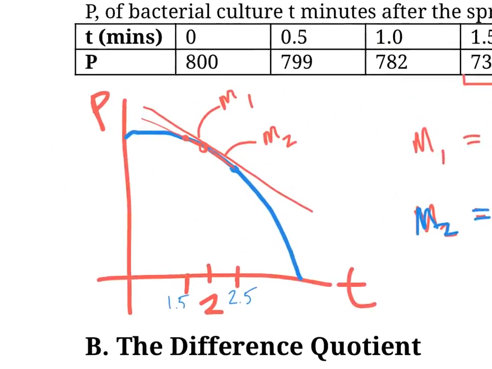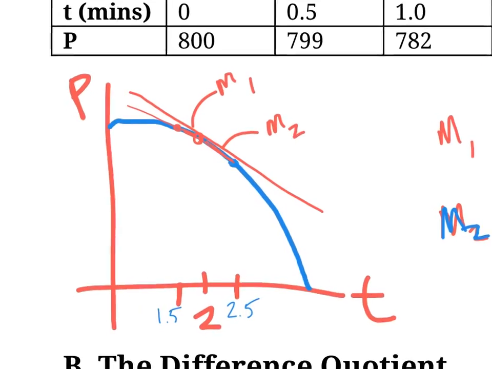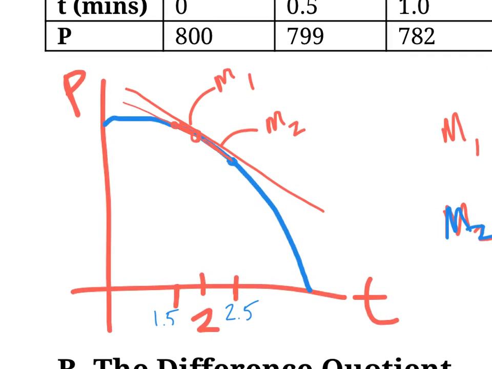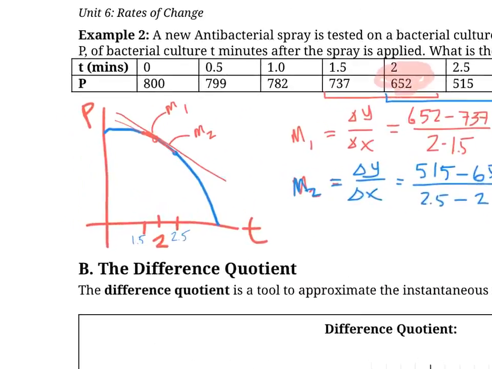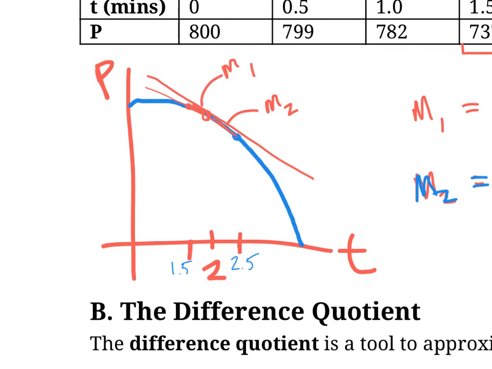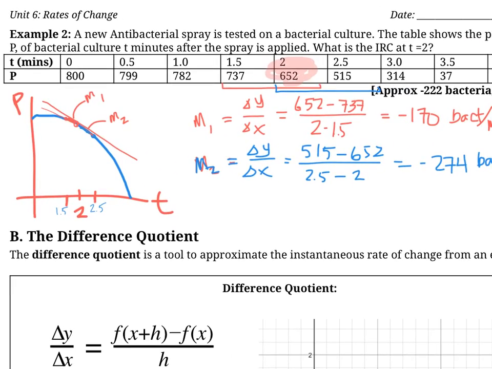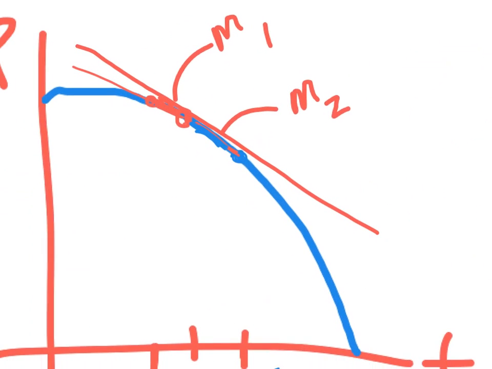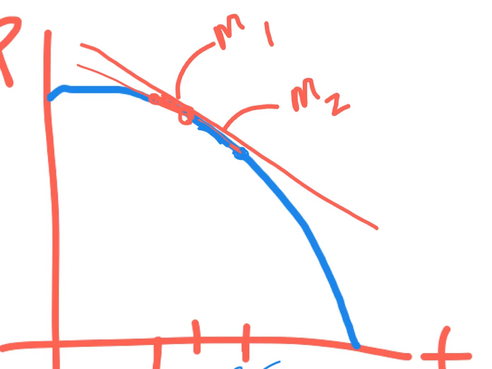Okay, so now we have the slopes. Remember, let's go back here. We have the slope of M1, this little segment here, and that is negative 170. And we have the slope of this little segment here, calculated in blue, which is negative 274. So how does this approximate the slope of that tangent line? Well, we know it's steep. The graph is steeper in this first segment, and it gets more steep here. So the slope of this tangent is probably going to be between those two slopes.